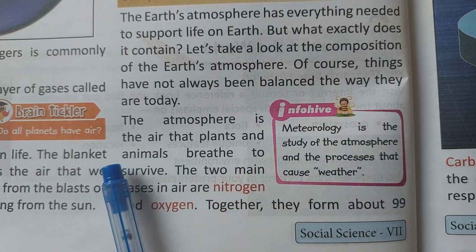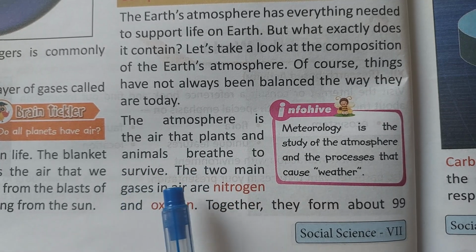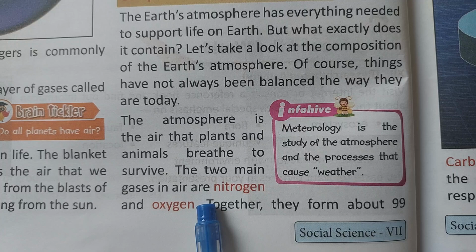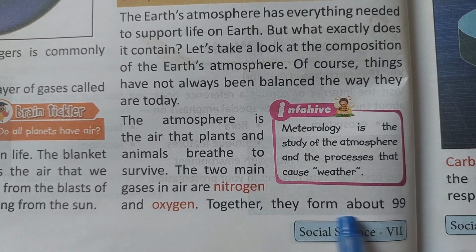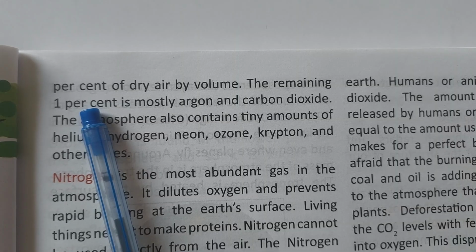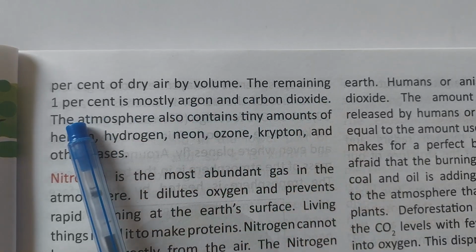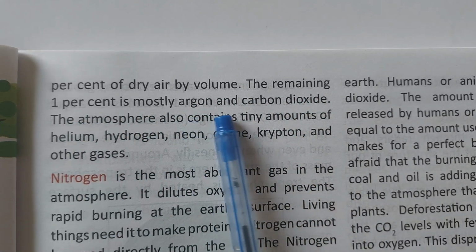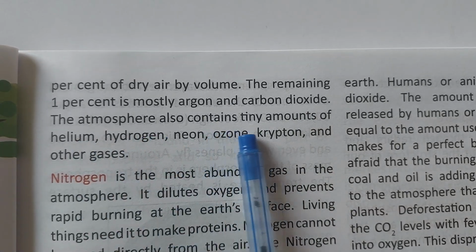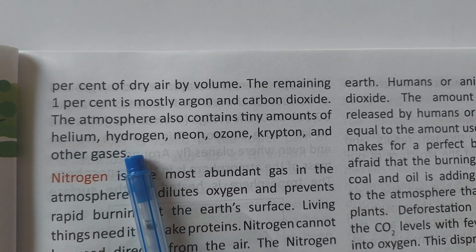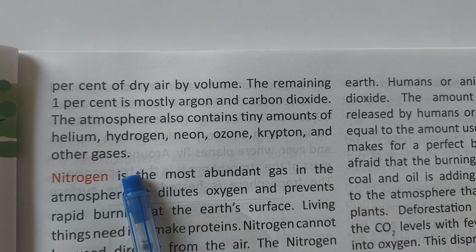The atmosphere is the air that plants and animals breathe to survive. The two main gases in air are nitrogen and oxygen. Today they form about 99% of dry air by volume. The remaining 1% is mostly argon and carbon dioxide. The atmosphere also contains tiny amounts of helium, hydrogen, neon, ozone, krypton, and other gases.